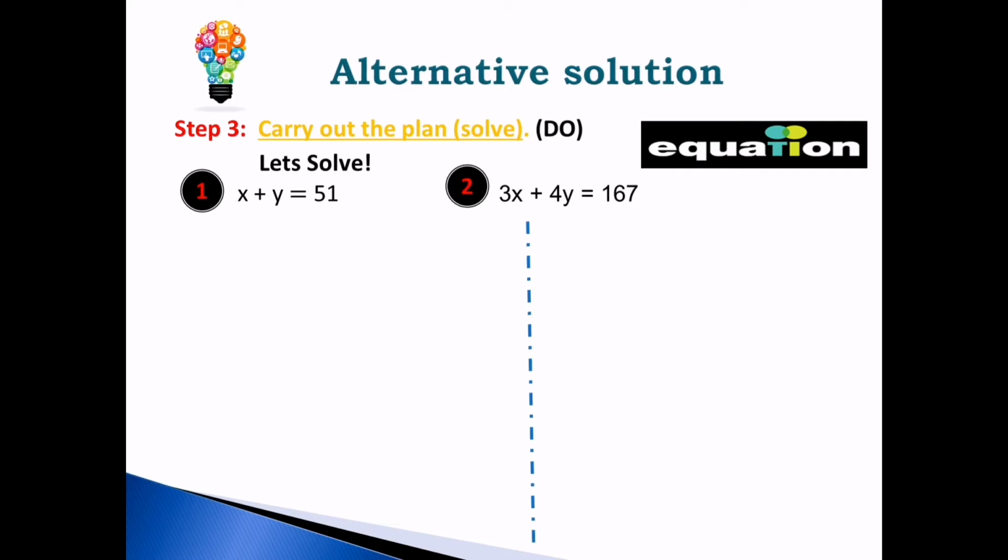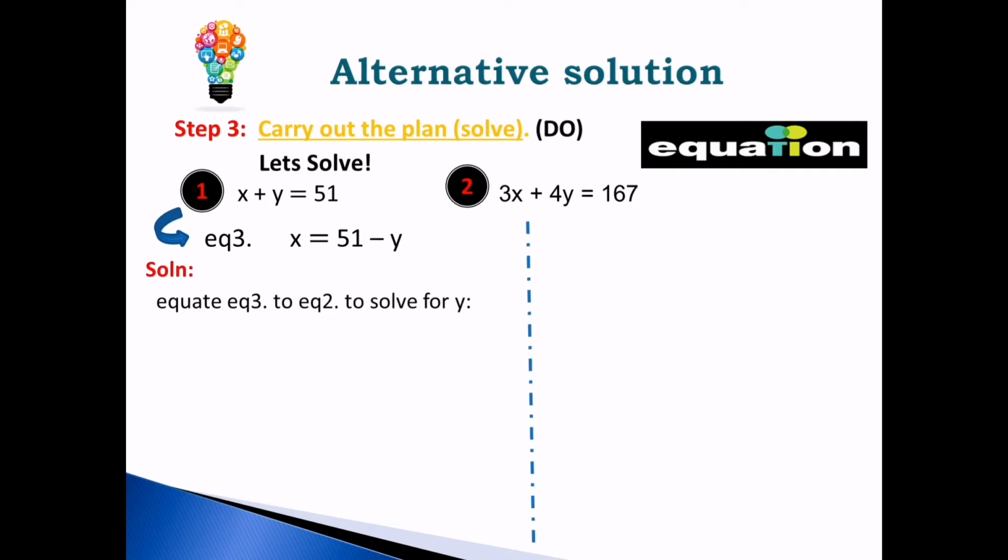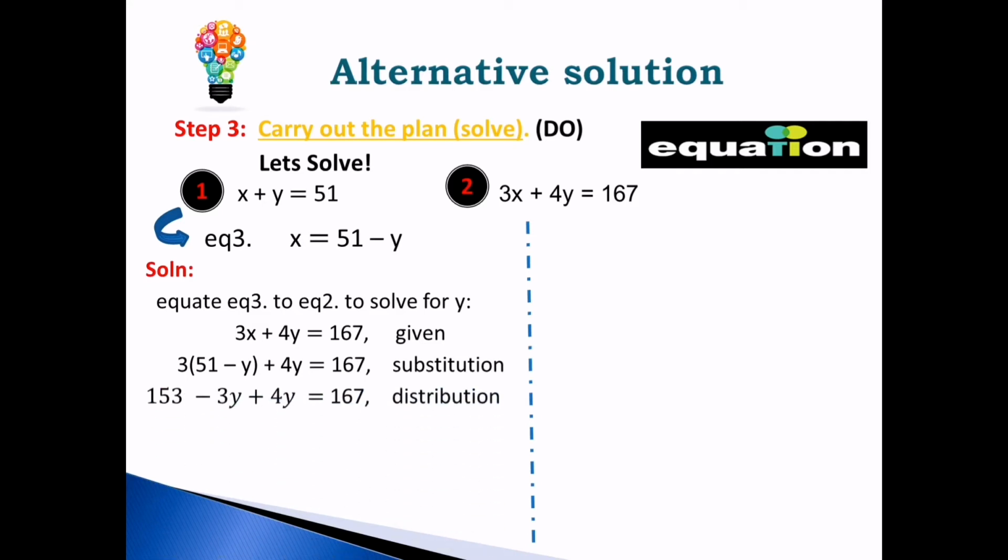So I want to again use equation 1 to have equation 3, as in x in terms of y. So I have x equals 51 minus y. I am going to use equation 3 to equate it to equation 2, then bring down equation 2 and substitute the value of x found in equation 3. So we have here, by substitution, and then right after that, I am going to distribute 3 to all the terms inside the parentheses. So I have 153 minus 3y, and the rest will be retained.